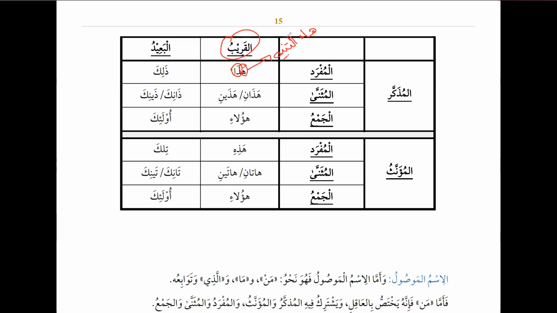Ha at-tanbih. Yani ha, just like in English we use the word lo. Lo and behold, right? That's the sort of ha that we use at times in Arabic. فيقول ها مقرأ كتابي, or ha is different طبعا. ها مقرأ كتابي, but like ha is called ha tanbih. It's a word that is used to pull the attention of the listener.